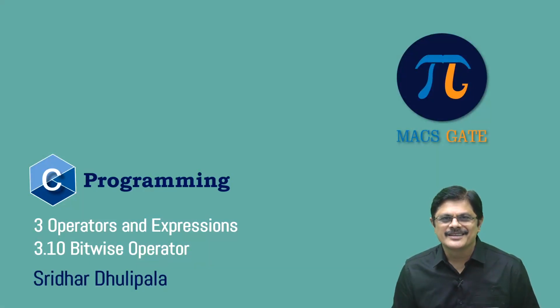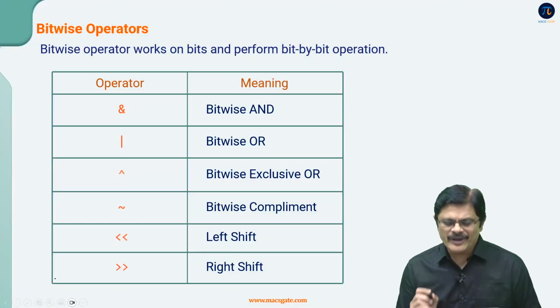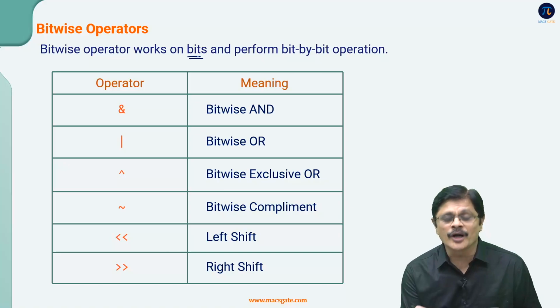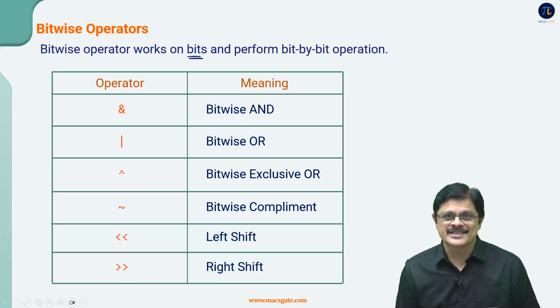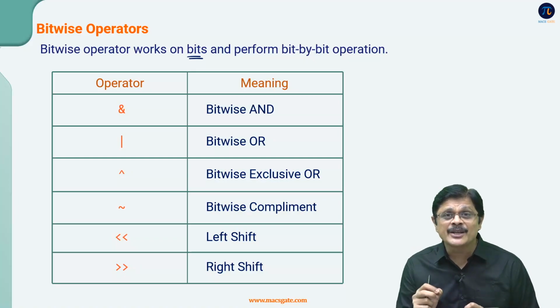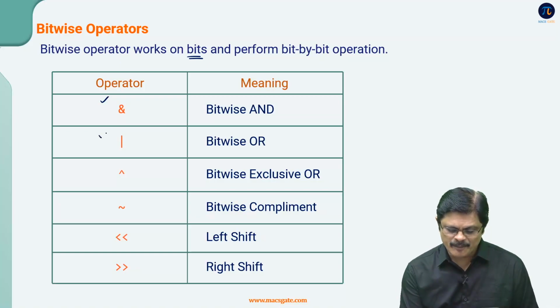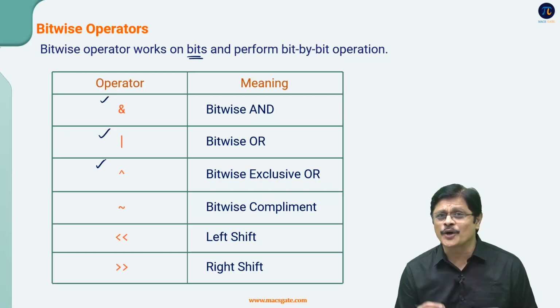Welcome back. In this session, we discuss bitwise operators. The bitwise operators work on bits of the operands. That is, here the operation is performed bit by bit on the operands. So, the following are the bitwise operators: bitwise AND, bitwise OR, bitwise XOR or exclusive OR, bitwise complement.